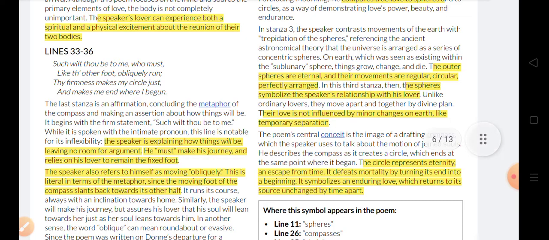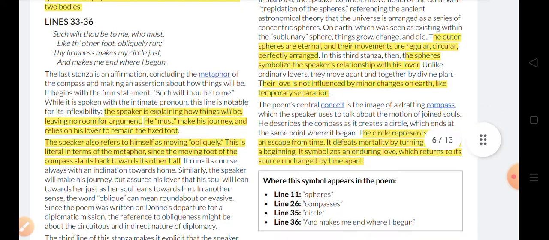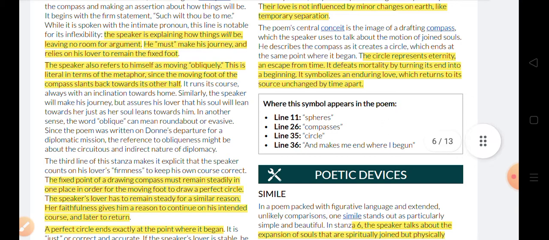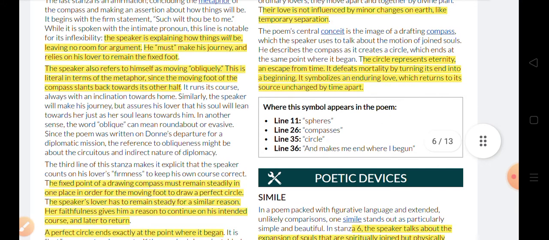Lines 33 to 36: Such wilt thou be to me, who must like the other foot obliquely run, thy firmness makes my circle just, and makes me end where I begin. The speaker is explaining how things will be, leaving no room for argument, and he must make his journey and relies on his lover to remain the fixed foot.